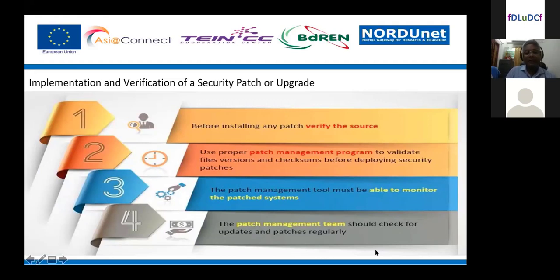Now, implementation and verification of security patches and upgrades. How can you implement and verify? Before installing any patch, verify the source. You have to verify the source from where you got it, and then use a proper patch management program to validate file versions and check sums before deploying security patches. And then the patch management tool must be able to monitor the patch system, and the patch management team should check for updates and patches regularly.